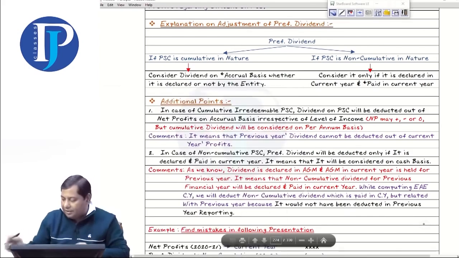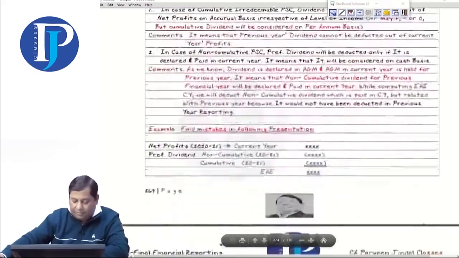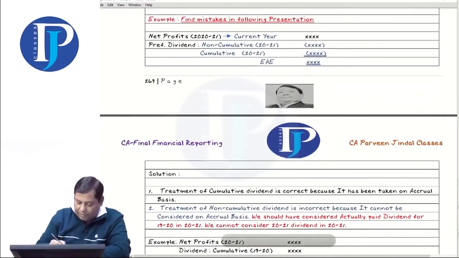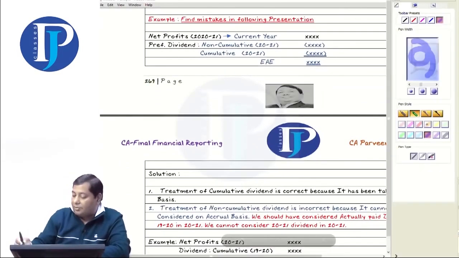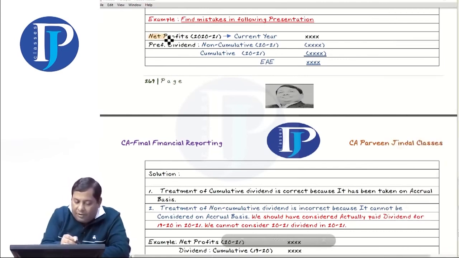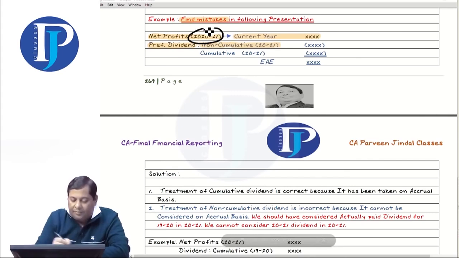Then I gave you two examples where you had to find the mistake. Look at this. It's all study material. I am just here to teach you. The net profit for 2021 is given. We have to find the mistake. Preference dividend, non-cumulative for the year 2021 is given.